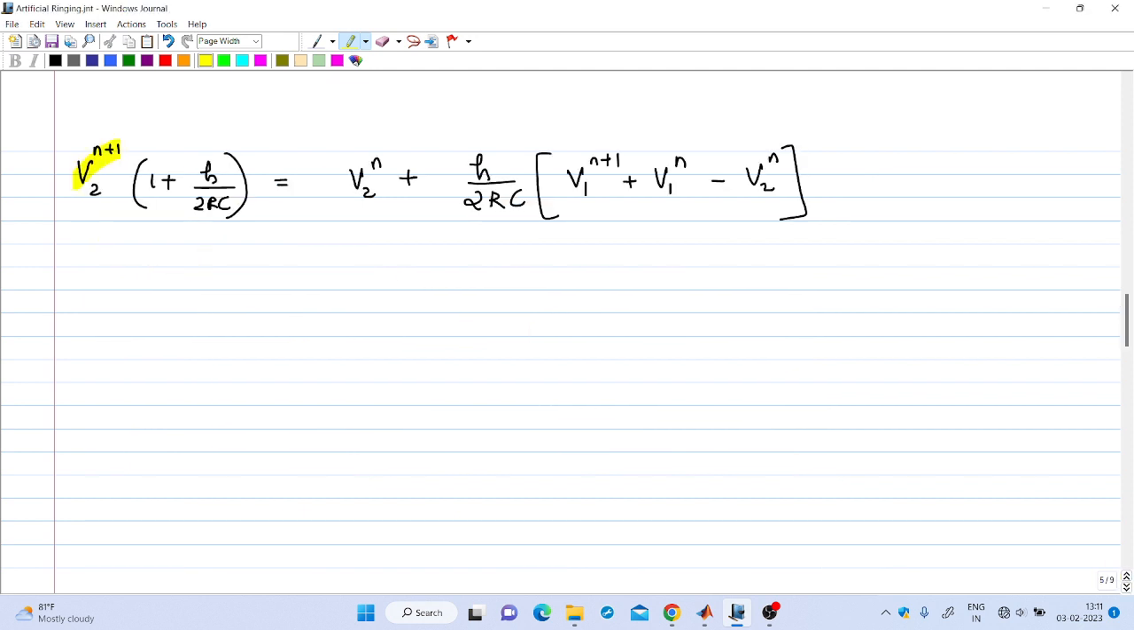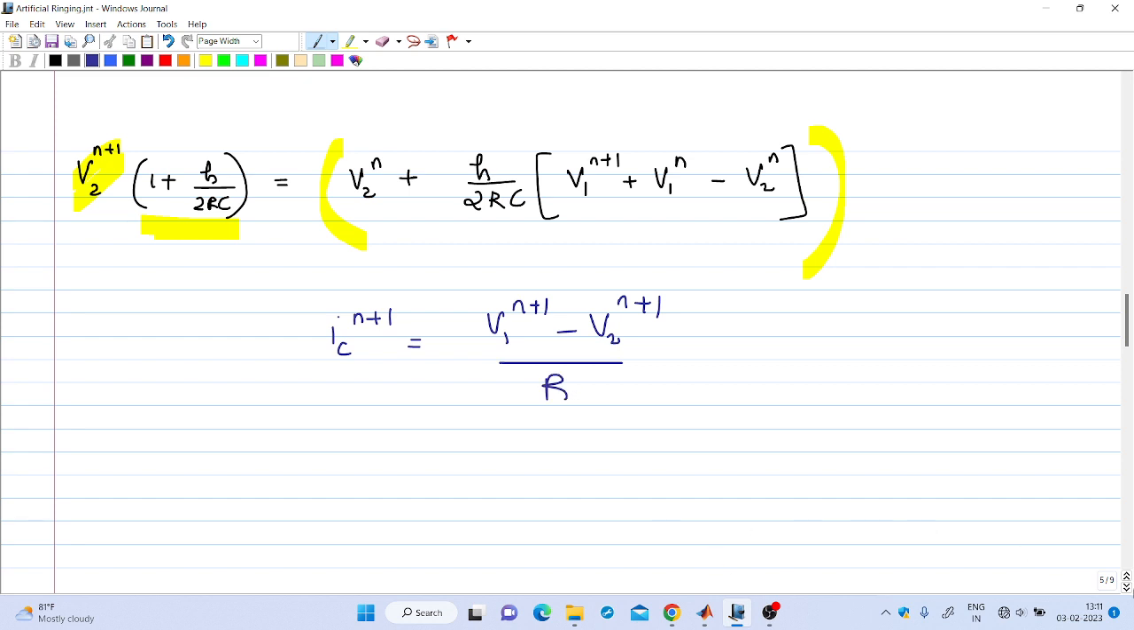V2n plus 1 will be equal to this quantity divided by this constant. So this is the expression for V2n plus 1 in the trapezoidal method. Then from that you can calculate IC n plus 1 as I have explained before, like Vn1 n plus 1 minus V2n plus 1 by R.